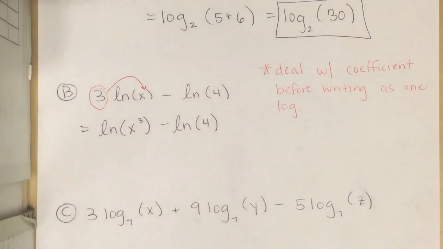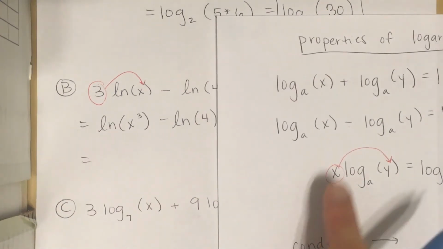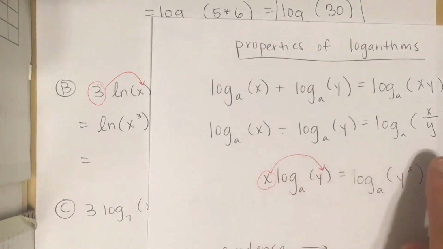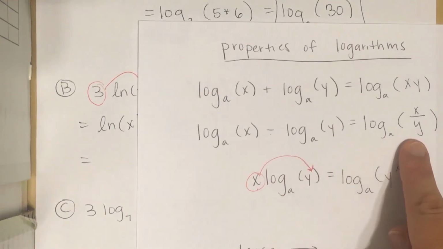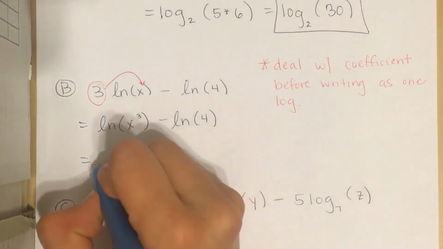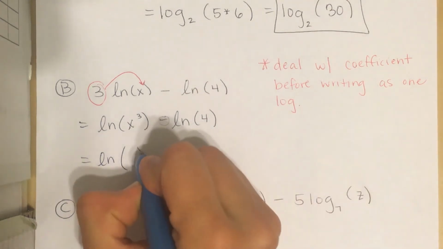And now I can use the second property here that says when you subtract your logs, you can write it as a single logarithm, and you would divide your arguments, is what you call what's written in your parentheses. So the minus sign means the 4 goes in the denominator.